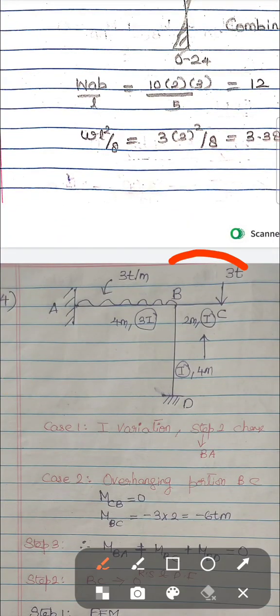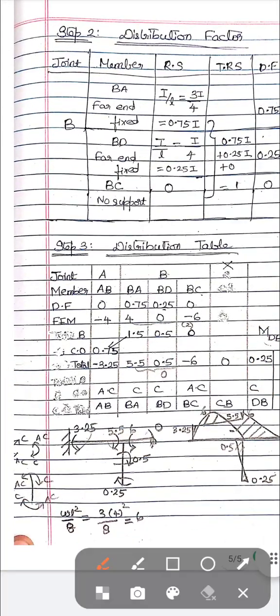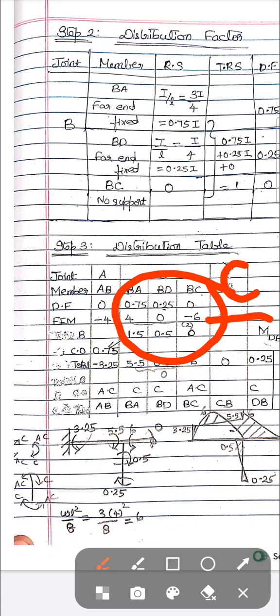This is for the overhang portion. Only one joint. What is the joint having the overhang? B. But there is only one joint, so we follow the normal procedure. Otherwise, if you had a separate joint and you had the overhang portion, you would have to balance that first. Here only one joint, and that joint has the overhang portion, so both procedures came together.